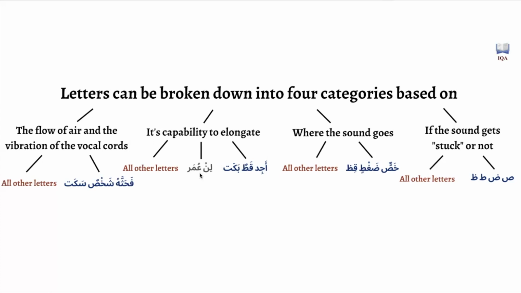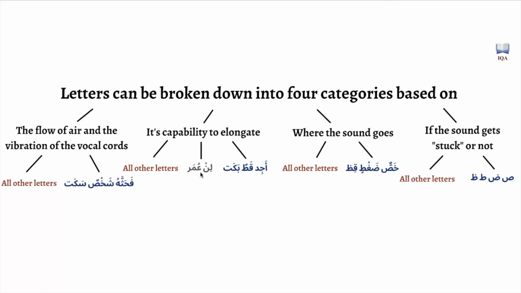On the other hand, you have these letters here in gray, Lina Umar, so the lam, the noon, the ayn, the mim, and the ra. These letters, they're in between. It's not that they can't be elongated at all, but they're not like other letters in the Arabic language, for example, the fa, which can be elongated a lot. Fff. These letters here can be elongated, but it's going to be a bit hard.